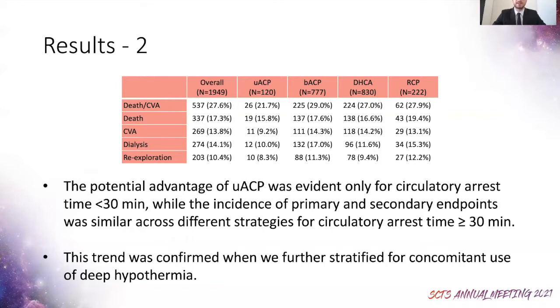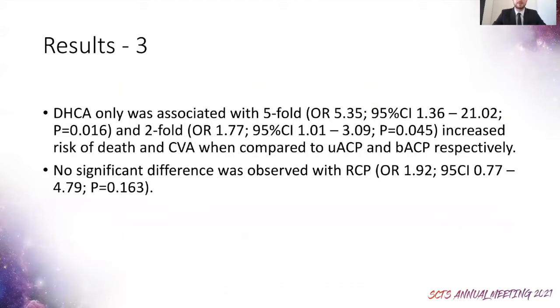This trend was also confirmed when we further stratified for the concomitant use of deep hypothermia combined with other neuroprotective strategies. Therefore, we found an increased risk of death and cerebrovascular accident in patients in which deep hypothermic circulatory arrest only was adopted, compared to those patients undergoing surgical repair with adoption of antegrade cerebral perfusion, either unilateral or bilateral. No difference was found with retrograde cerebral perfusion.